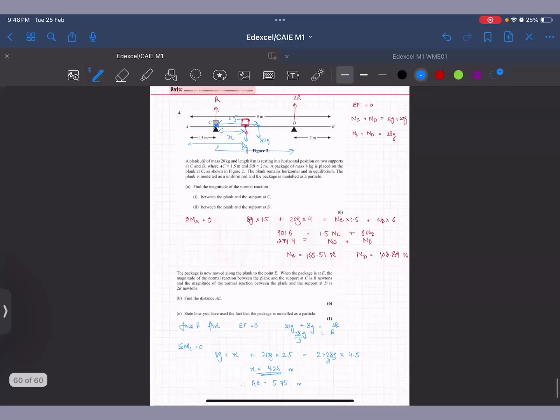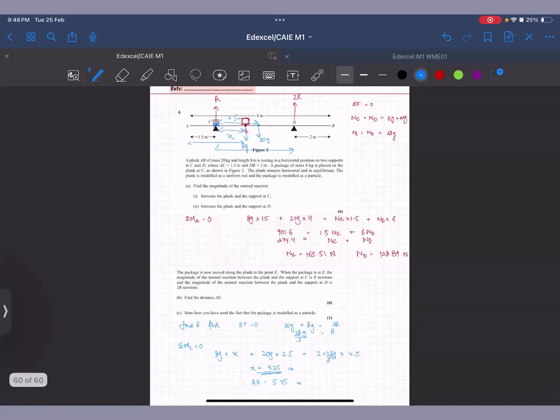And what about the last part? State how you have used the fact that the package is modeled as a particle. No idea. We have taken the mass of this package as a point load, right? When we take it as a particle, it means that it is a single point. So the complete mass, we have taken it as a centroid, as a point load. This is how I think we have stated how we have used the fact that the package is modeled as a particle: as a point load always at the centroid, right?